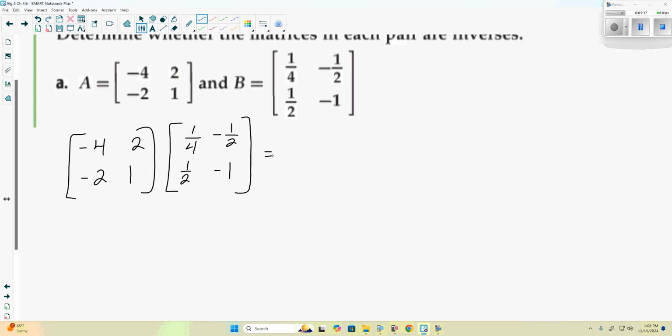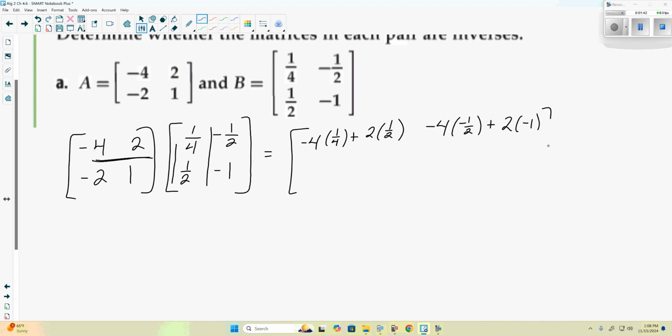So, all right, guys, let's focus in here. When we multiply, we're going to go over and down. So we'll have negative 4 times 1/4 plus 2 times 1/2. Then we'll do the same thing over and down. So we'll have negative 4 times negative 1/2 plus 2 times negative 1.